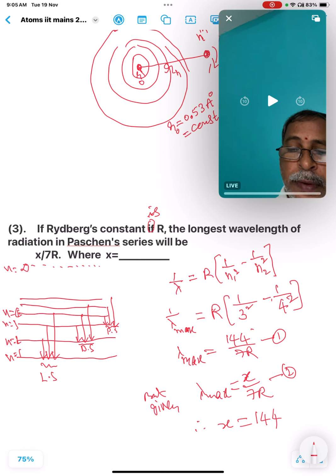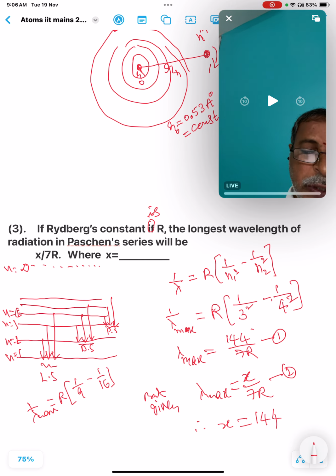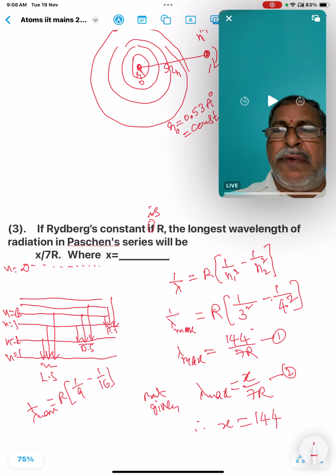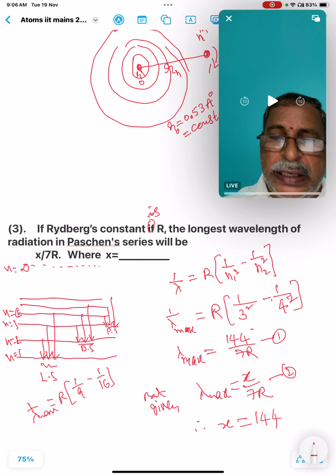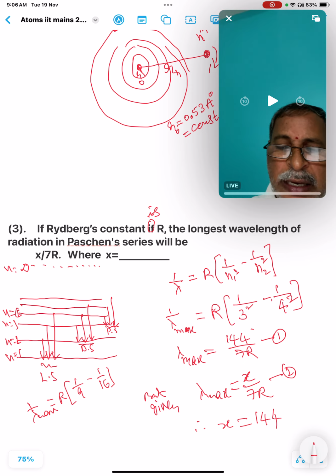Otherwise, you do the calculation there. So, 1 by lambda maximum is equal to R into, you may have some doubt now, 1 by 9 minus 1 by 16. So 16 nines are 144. You can confirm there only, 144 is the LCM actually. So that's why 144. Okay, my dear students, let us go to the next question immediately.